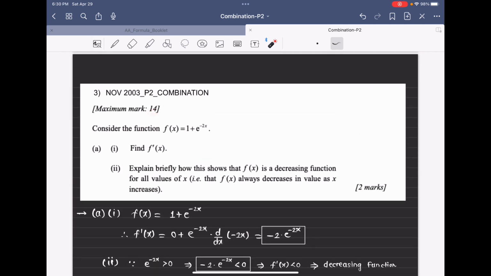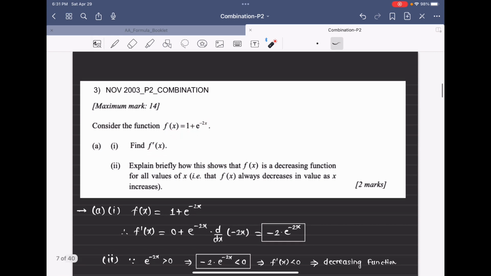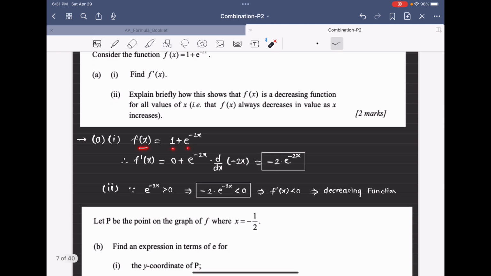Maximum mark 14. Consider the function f of x is equal to 1 plus e raised to minus 2x. Find f dash x. So f of x is 1 plus e raised to minus 2x. So derivative of 1, a constant, is 0. And derivative of e raised to minus 2x is e raised to minus 2x times the derivative of minus 2x. Derivative of minus 2x is minus 2, because x derivative is 1, 1 into minus 2 is minus 2. Minus 2 into e raised to minus 2x is minus 2 times e raised to minus 2x.